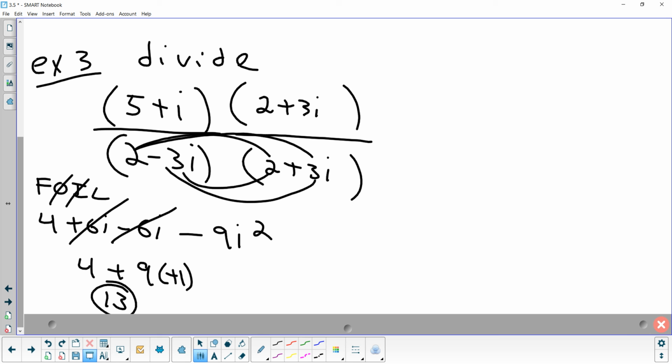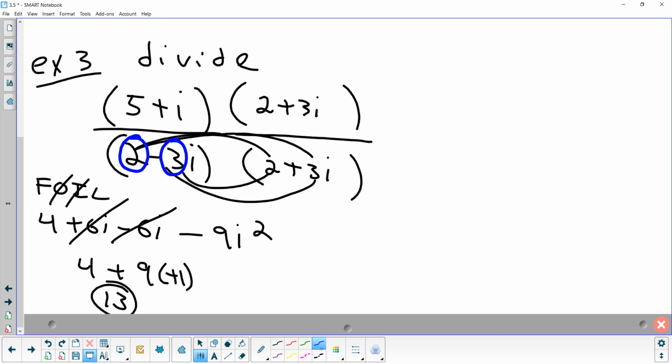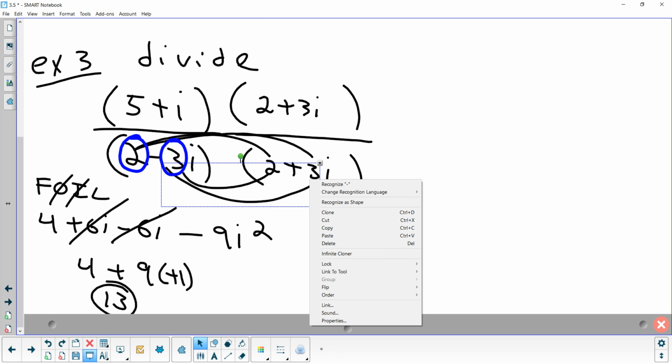And 4 plus 9 is 13. So the way I did that in my head really quickly is I looked at the first number and squared it, and I said, oh, that's 4. I looked at the second number and squared it, and I said, oh, that's 9. And then I just did 4 plus 9. If you wonder whether to square the 3 or the negative 3, it doesn't matter, because if you square 3, you get 9, and if you square negative 3, you get 9. So all you have to do is square the first number, square the second number, ignore the i, and then add them up. If that trick is confusing, you don't have to do it.